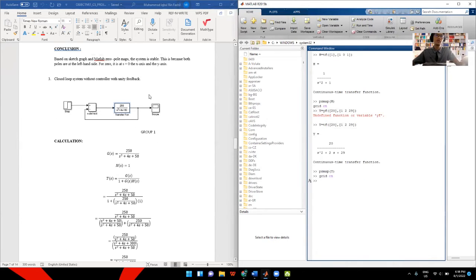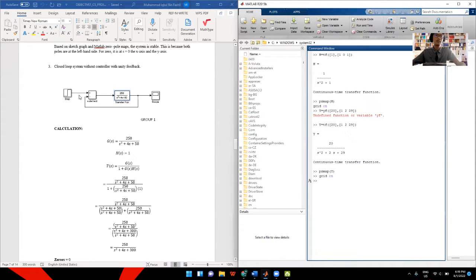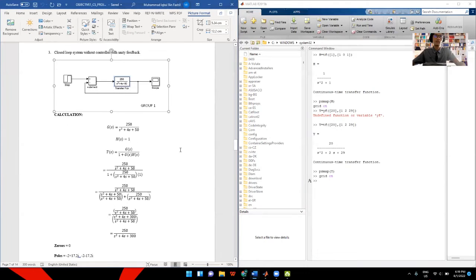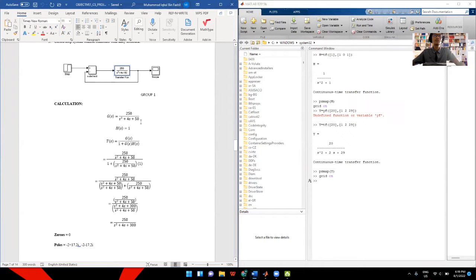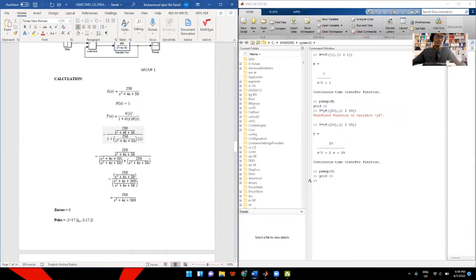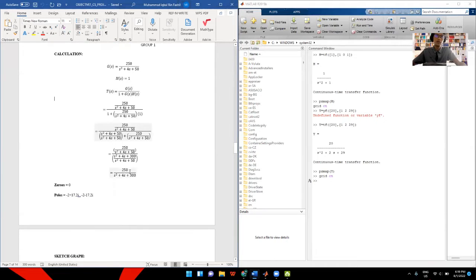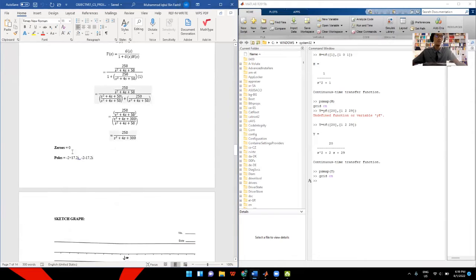This is a closed loop system without controller with unity feedback too. And this is the circuit. So the calculation, G(S) equal to 250 over S squared plus 4S plus 50. And then after we calculate by using this formula, we get the answer 250 over S squared plus 4S plus 300. And the zeros is 0. The poles are -2 plus 17.2i and -2 minus 17.2i.